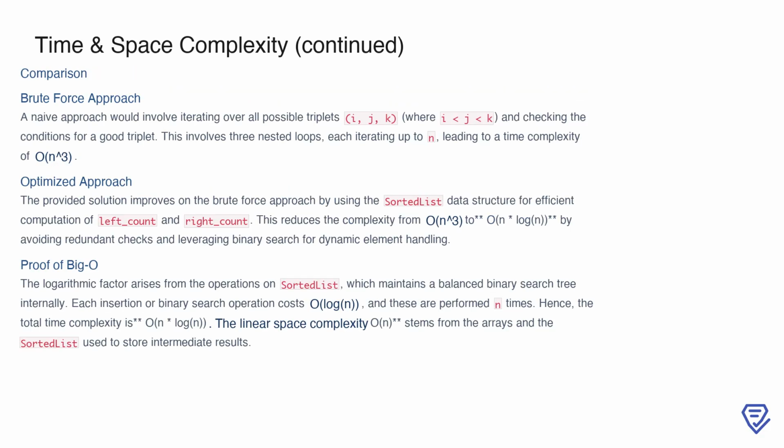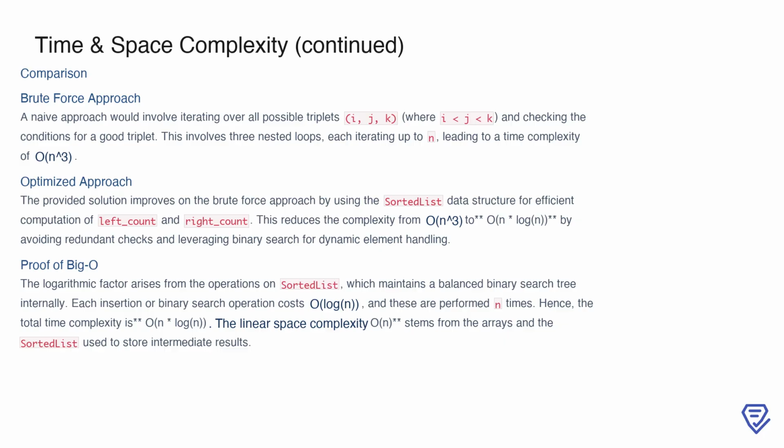To better understand the efficiency of the optimized solution, let's compare it to a brute force approach. In a naive implementation, we would iterate over all possible triplets of indices i, j, k, where i is less than j less than k, checking each triplet against the conditions for a good triplet. This requires three nested loops, each iterating up to n, resulting in a time complexity of O(n cubed). The optimized solution, however, leverages the sorted list data structure to compute left_count and right_count efficiently. By avoiding redundant checks and using binary search for dynamic operations, we reduce the time complexity from O(n cubed) to O(n log n).